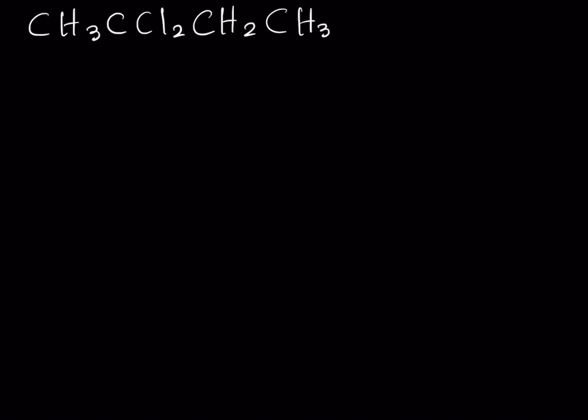So first we have a methyl, then we have a Cl2, which means we have a carbon. Then we have two chlorine atoms attached to the carbon. Then we have a CH2, and then it ends with a CH3.